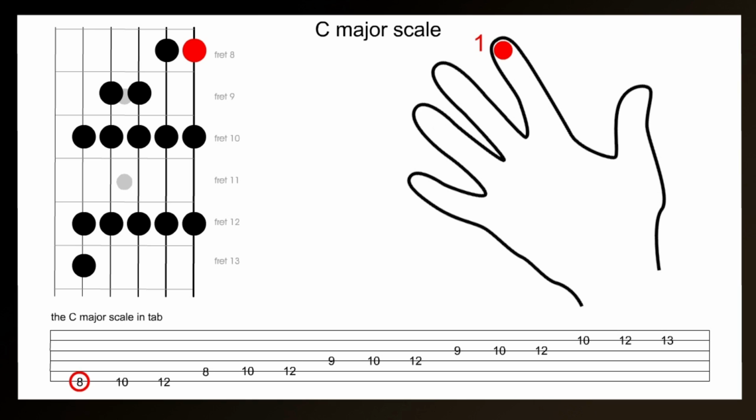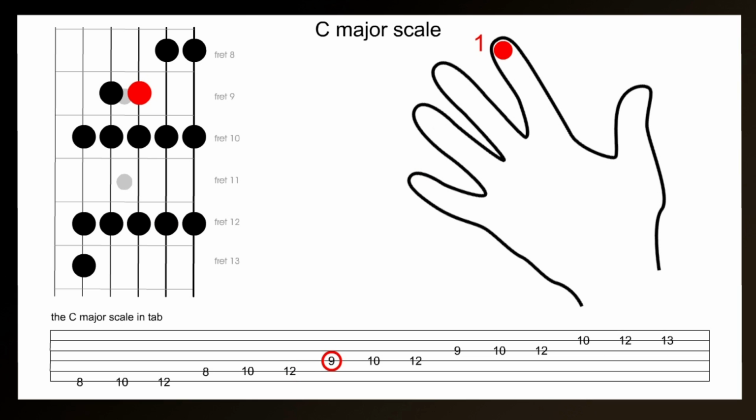Play the 8th fret of the bottom E string with the 1st finger. Play the 10th fret of the bottom E string with the 3rd finger. Then the 12th fret of the bottom E string with the 4th finger. Play the 8th fret of the A string with the 1st finger. Then the 10th fret of the A string with the 3rd finger. Then the 12th fret of the A string with the 4th finger.